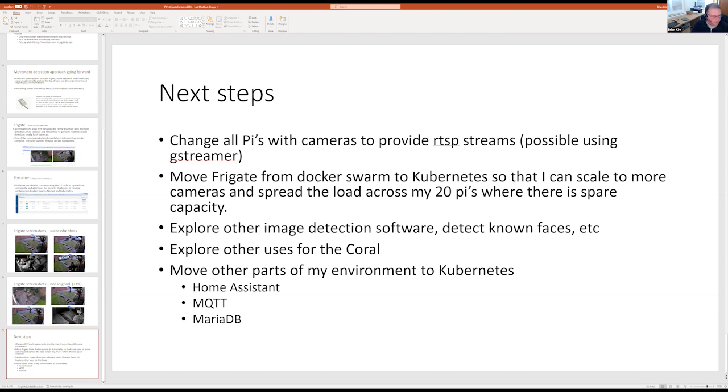So again, running Home Assistant, MQTT. I've got MQTT and Maria running in Docker quite happily, but there's obviously images for that for Kubernetes as well. So this was just going to be a quick overview of where I've got to. I think it's been quite a good success.